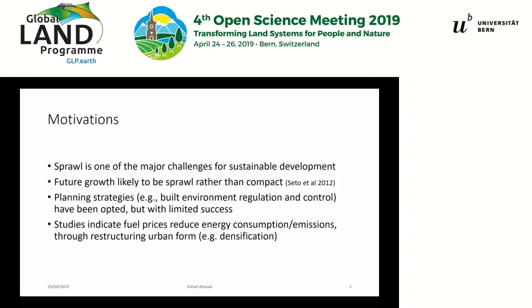And to limit sprawl, we have several strategies in urban planning and national planning. For example, built environment regulations and controls have been adopted, but we have had limited success there. Previous studies have suggested that increasing the gasoline price will reduce energy consumption and emissions, restructuring urban forms and that kind of thing. So we will investigate that kind of system.